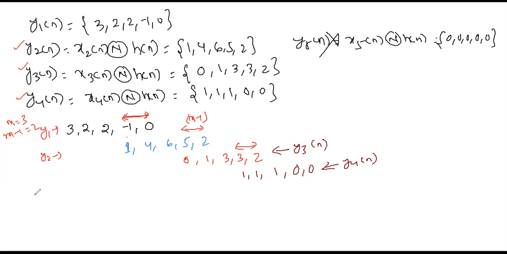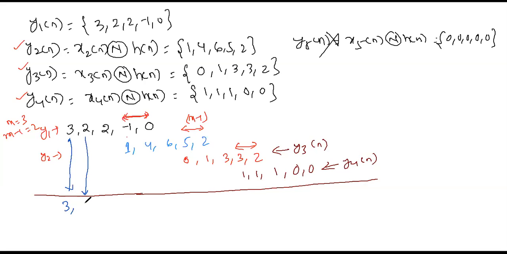Now how will you write the output? Just see. It's very easy. Now see how we will write. First one is 3. Just write as usual. Second one is 2. No problem, just write as usual. Again this is 2, write as usual. And here this is minus 1 and this is 1, just add them.